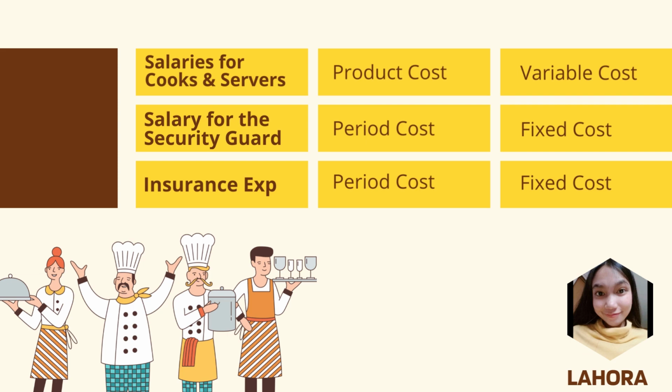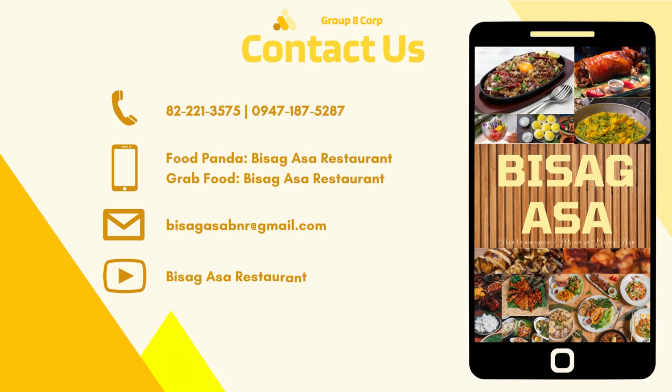This type of salary is also a product cost as these salaries are directly associated with the food and service the restaurant has to offer. However, the salary for the security guard is fixed because it is on a fixed rate. Additionally, it is a period cost for it is indirectly connected to the food served in the business. Lastly, insurance is a fixed cost for the reason that this remains the same regardless of the production output of the restaurant.